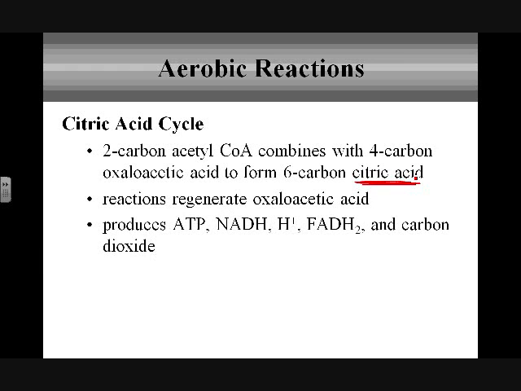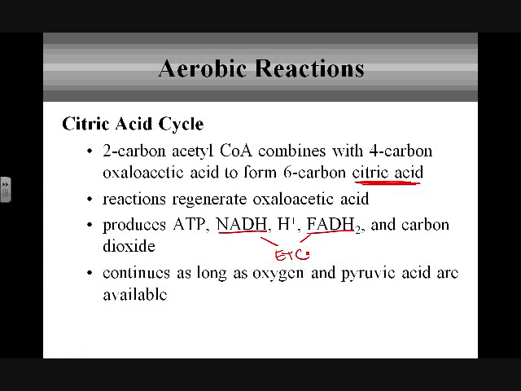What you get out of the citric acid cycle is ATP, NADH, some hydrogen ions, FADH2, and carbon dioxide. The NADH and the FADH2, those will move on to the electron transport chain, the next step in the process. And so long as oxygen and pyruvic acid are there, the citric acid cycle can continue. When you run out of one or the other, obviously it can't go on.